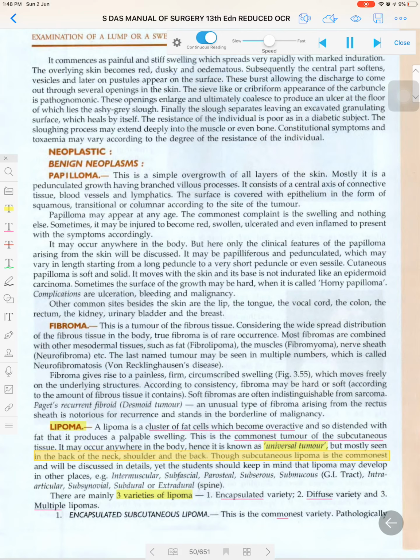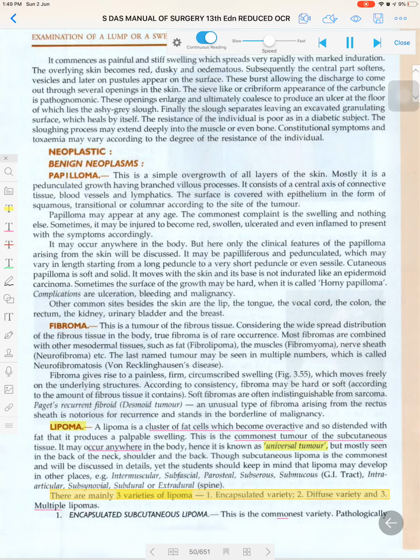Though subcutaneous lipoma is the commonest and will be discussed in detail, yet the students should keep in mind that lipoma may develop in other places, for example intermuscular, subfascial, intramuscular, subserous, submucous, GI tract, intrathoracic, retroperitoneal, subsynovial, suprarenal or extrarenal, spine.